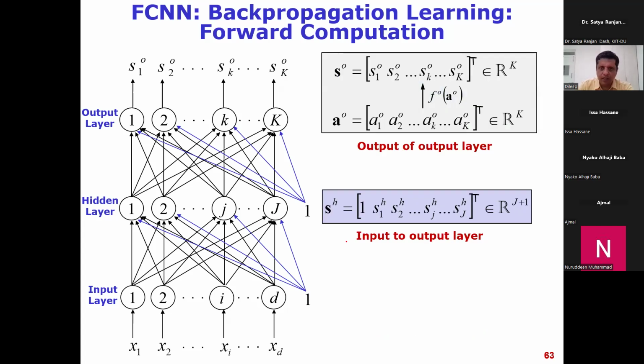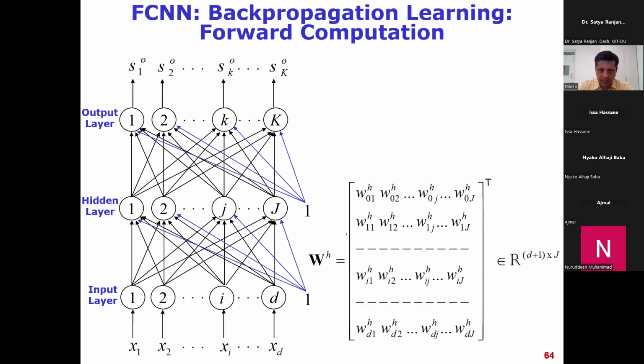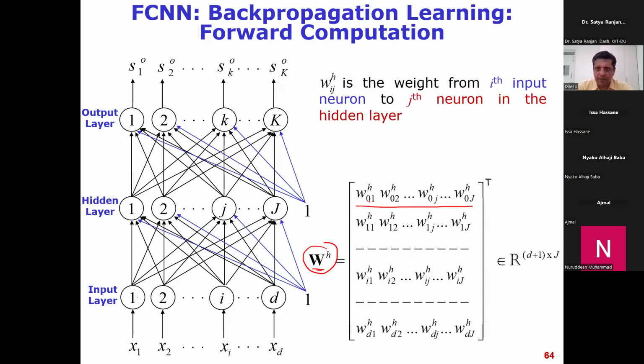Now, if you look only at the connections from the input layer to the hidden layer, the weights are represented as WH. W is the matrix I am considering here. If you consider the first row of this matrix, these are the weights from the ith input neuron to the jth neuron in the hidden layer. Every Wij indicates that.